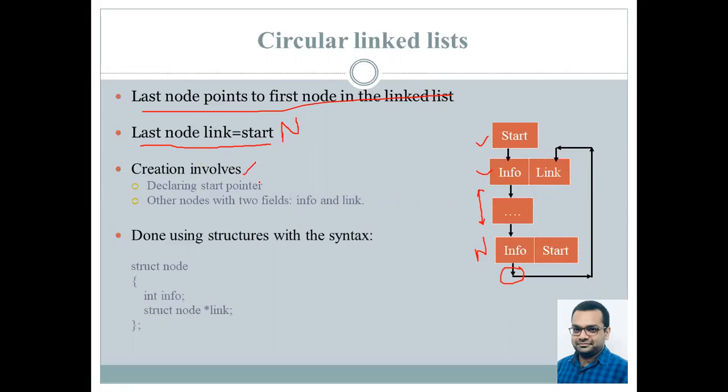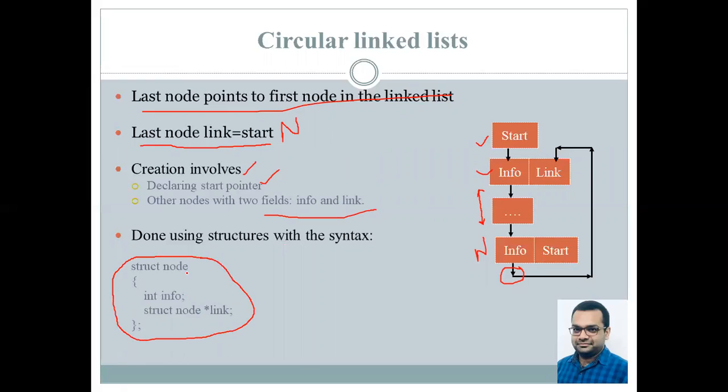Creation involves declaring the start pointer, as in the case of the single linked list, as well as other nodes with two fields: the information part and the link part. The link field of a node contains the address of the node next to it in the linked list, except the last node, which contains the address of the first node. Therefore, the structure declaration is exactly the same as in the case of a one-way or single linked list.